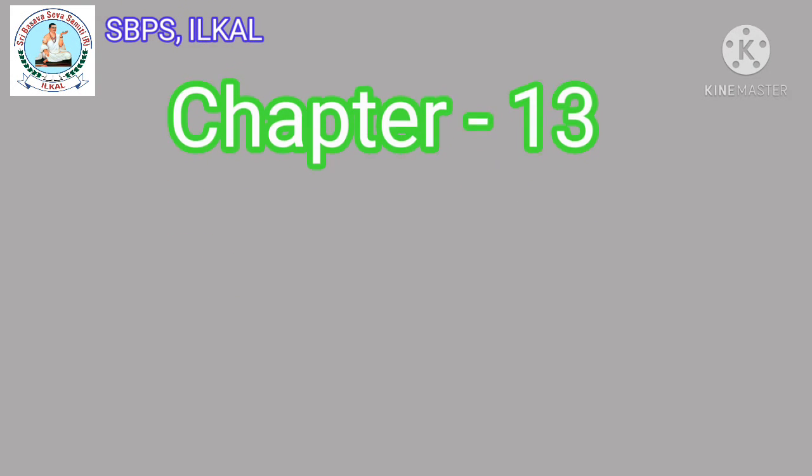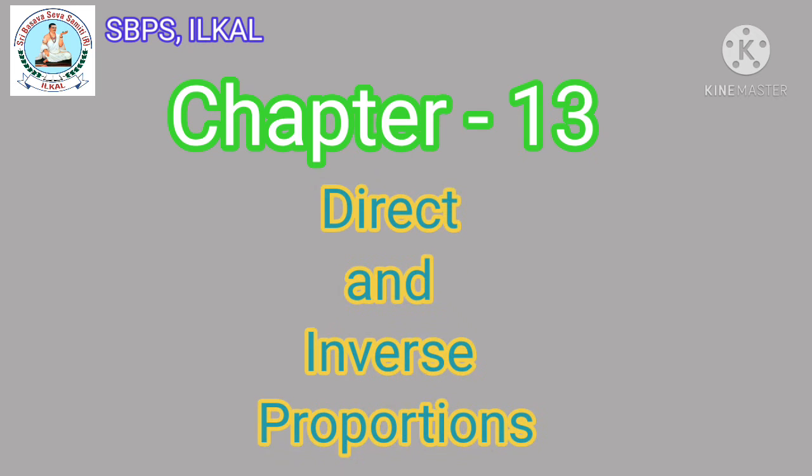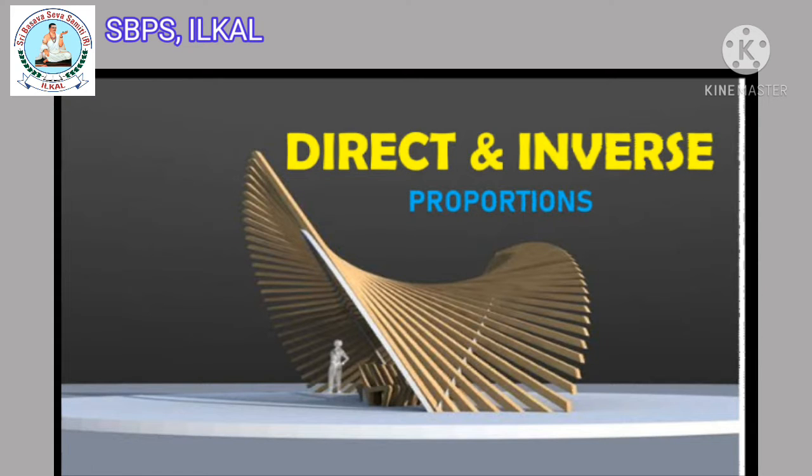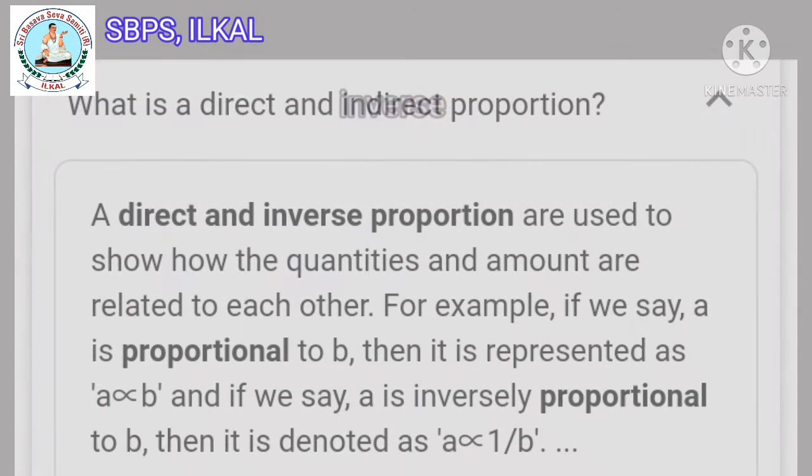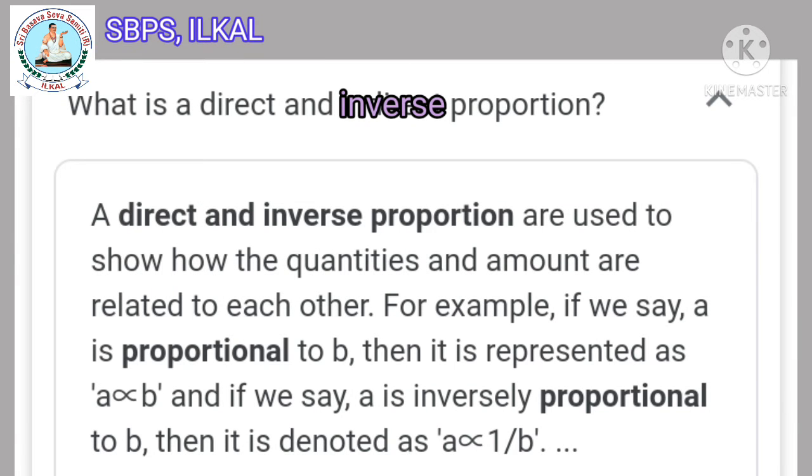Today we are going to begin a new chapter, that is chapter 13, Direct and Inverse Proportions. What is a direct and inverse proportion? A direct and inverse proportion are used to show how the quantities and amount are related to each other. For example, if we say A is proportional to B, then it is represented as A ∝ B.